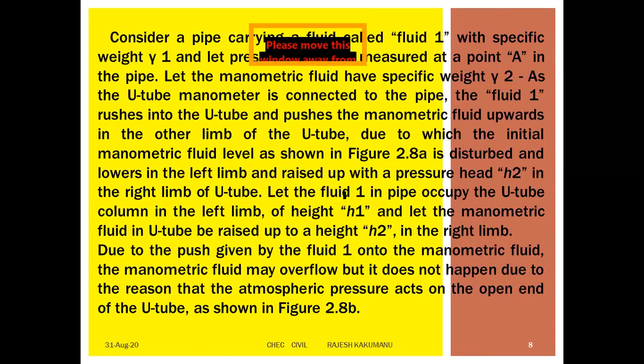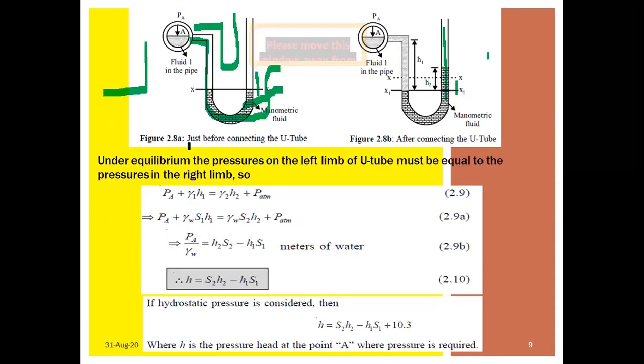Right. Next, let the fluid F1 in the pipe occupy the U-tube column in the left limb of height H1, and let the manometric fluid in the U-tube be raised up to H2 in the right limb. So nothing, aim with the figure; you can write.